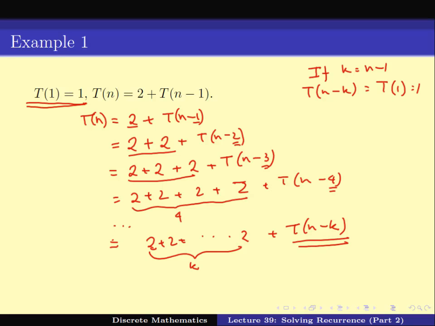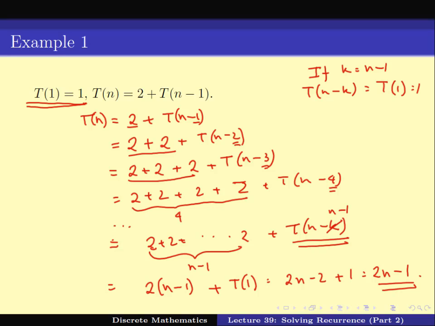So in fact, if I remove this k here and instead write n minus 1, what do I get? Here I should get 2 times n minus 1, because I have 2 times n minus 1, plus T1, which is 2n minus 2 plus 1, which is 2n minus 1. So by doing so, we have guessed that Tn equals 2n minus 1.